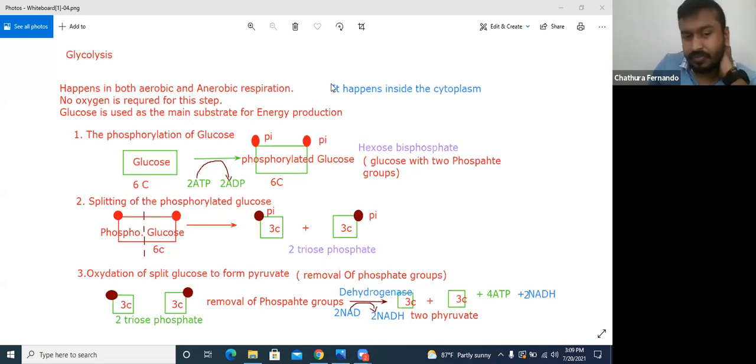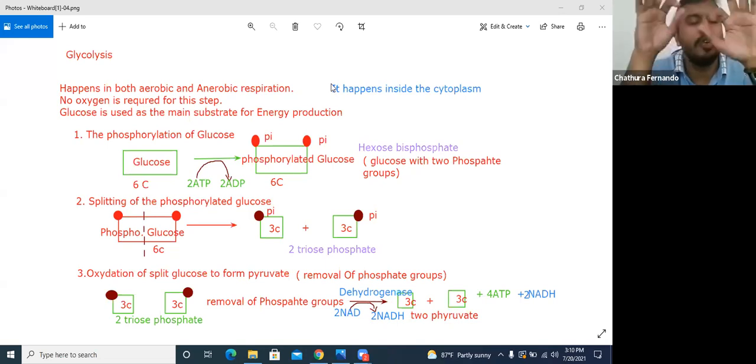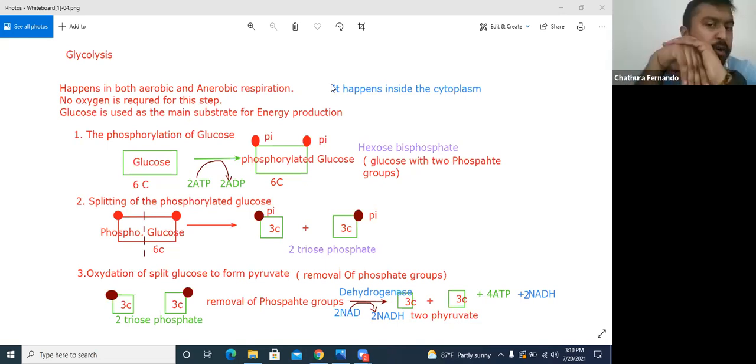So the main glycolysis plan is to convert the 6-carbon glucose into 2 pyruvate molecules. Pyruvate has how many carbons? 3 carbons, right? So the glucose 6-carbon molecule breaks into 2 3-carbon molecules, which are called 2 pyruvates. So it happens in a chain kind of reaction, which we discussed in 3 steps.